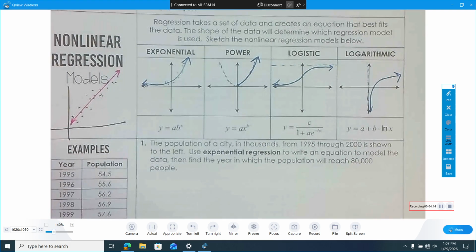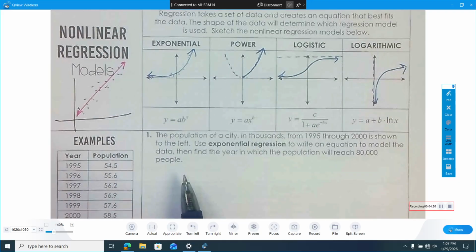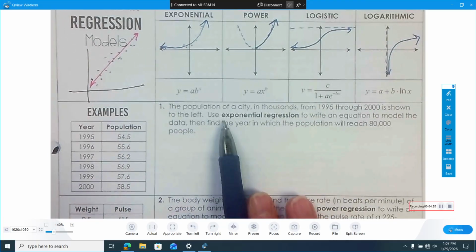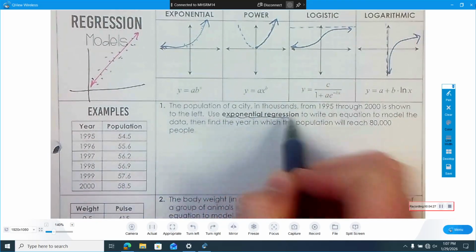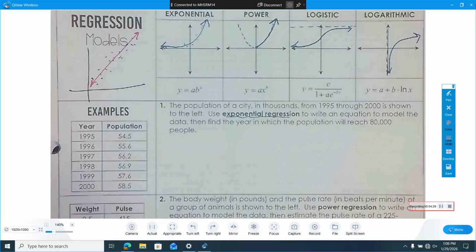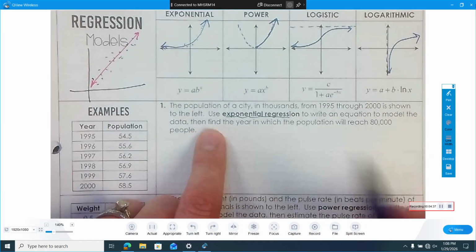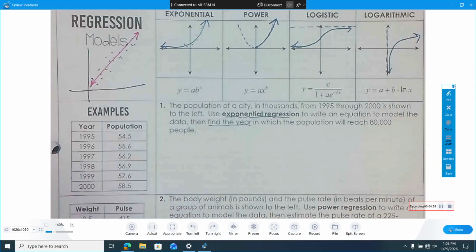So the population of a city in thousands from 1995 through 2000 is shown to the left. So here is our data. And we want to use an exponential regression to write an equation to model the data. So the calculator is going to do that for us, which is kind of nice. And then we have to solve the problem. So this is what we did yesterday. Find the year in which the population will reach 80,000 people.